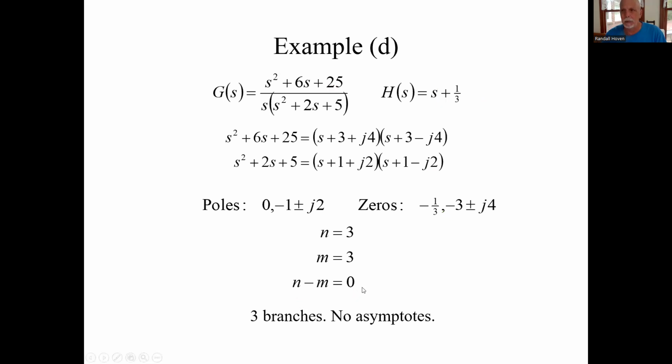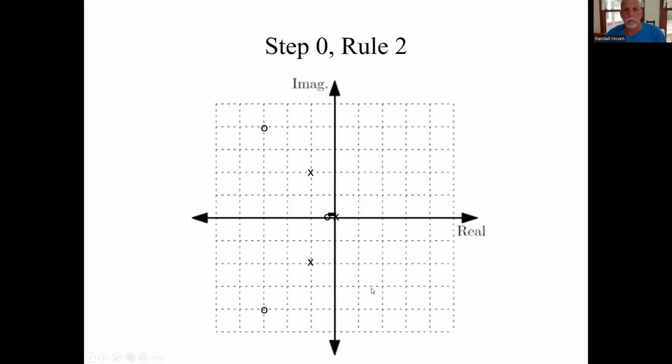So n minus m is 0. So this guy has no asymptotes. So it doesn't go off anywhere. There's 3 branches starting at these 3 x's, and they're going to end up at the 3 zeros, right? The only place it's on the real line is down here.